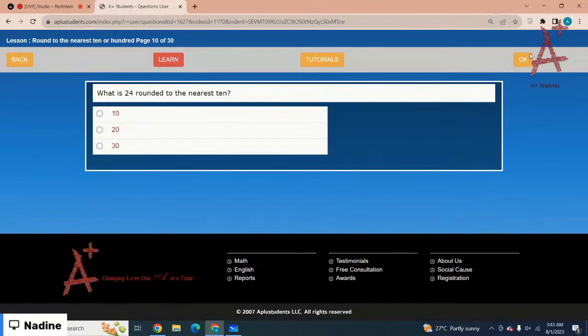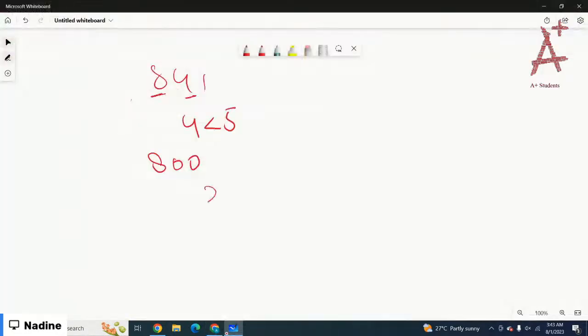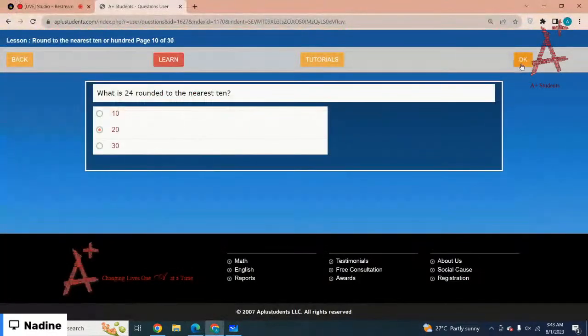What is 24 rounded to the nearest 10? This is the digit that is at the tens position. So 4 is less than 5. That means you have to end up on the same 10. So it would be 20. The correct option is 20.